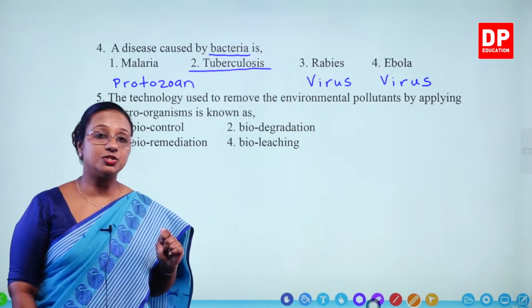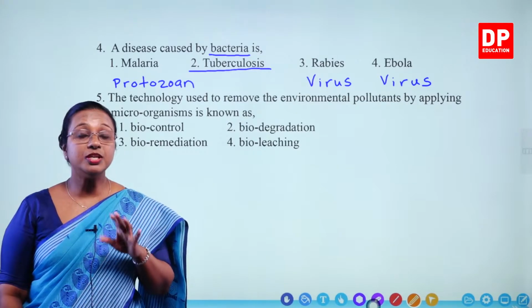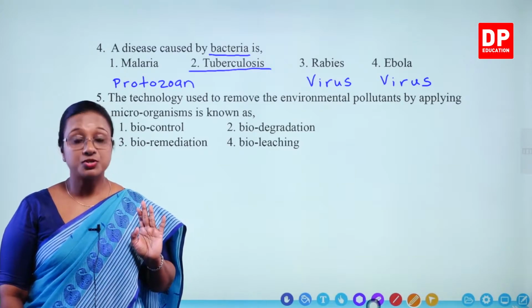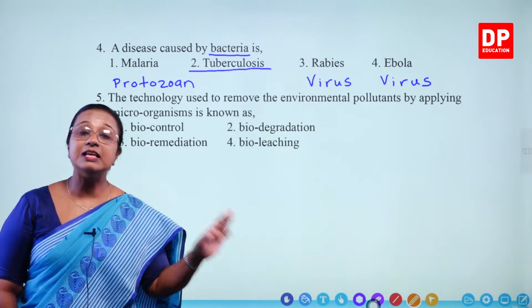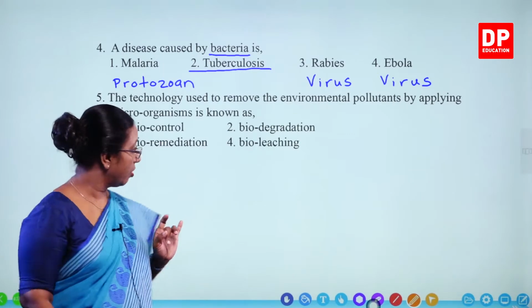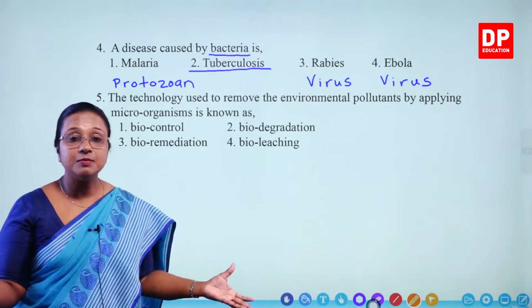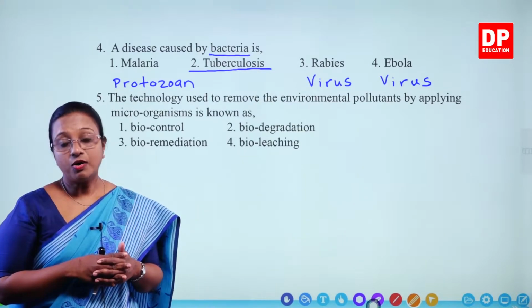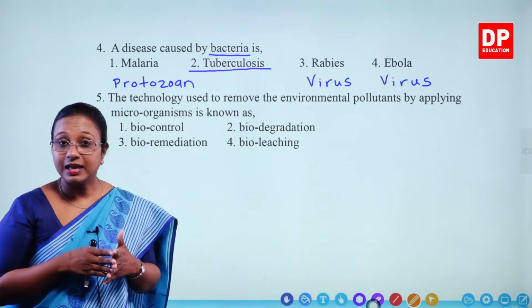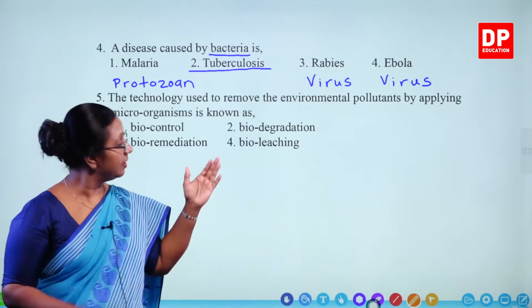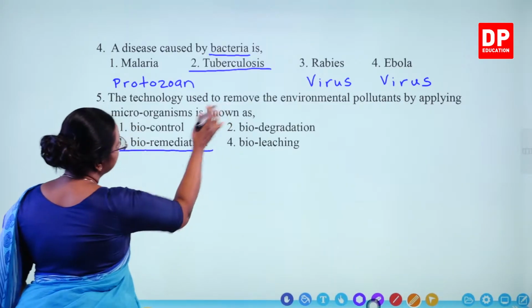Biocontrol. What is biocontrol? Can you remember the example? Bacillus thuringiensis is used to destroy the larval stage of dengue mosquito, the vector. So, that is a biological control. Controlling a living organism using another living organism. Then biodegradation. The microorganism decomposing the other organic waste materials or even biodegradable plastic. We saw bacteria can degrade or decompose biodegradable plastic. So, that is biodegradation.